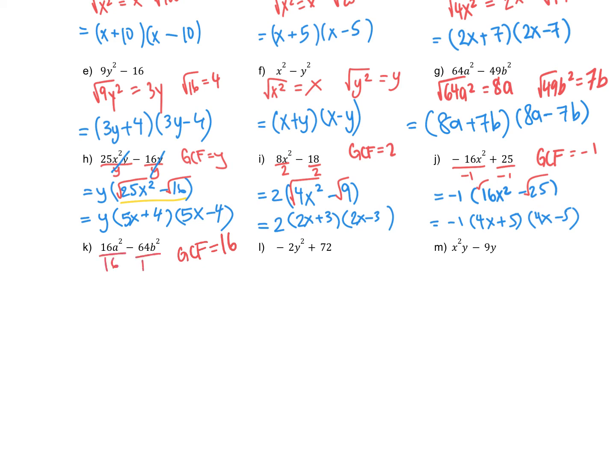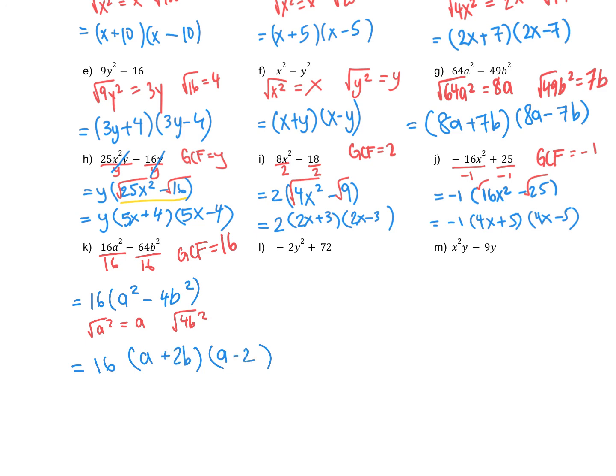Okay, so when I divide both of these by 16, I'm left with a squared subtract 4b squared. And now, I'm going to write my 16. I'm going to open up the brackets, but I'm going to show my work the way I did before. So the square root of a squared is a. So I'll start each bracket with an a. Then the square root of 4b squared is 2b. So I'll make one bracket plus 2b and the other minus 2b.